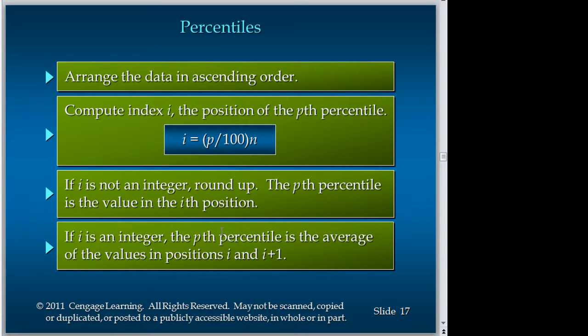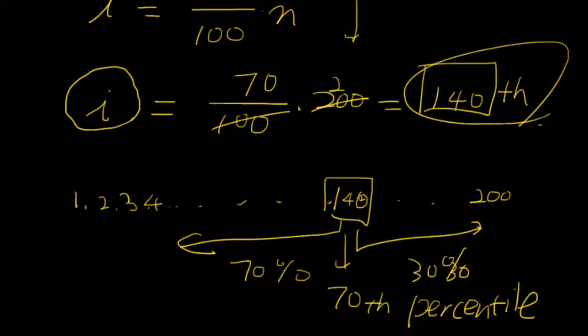If i is an integer, then the p-th percentile is the average of the values in position i and i plus 1, right? So let's go back to the previous example right here. You want to figure out the 70th percentile, and the i number happened to be 140. So how do you actually find the p-th percentile?